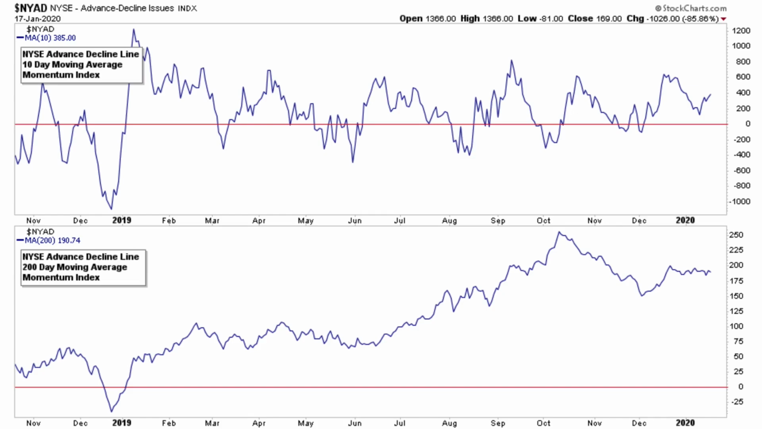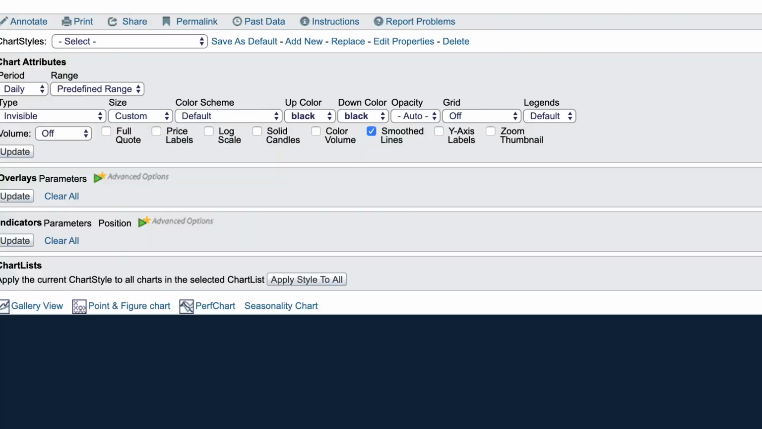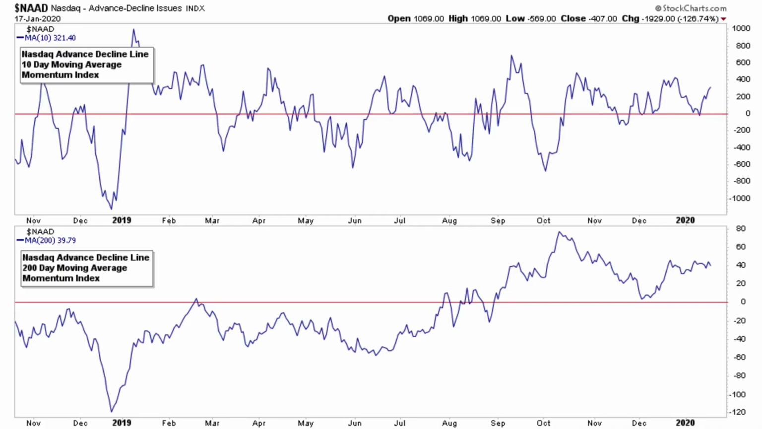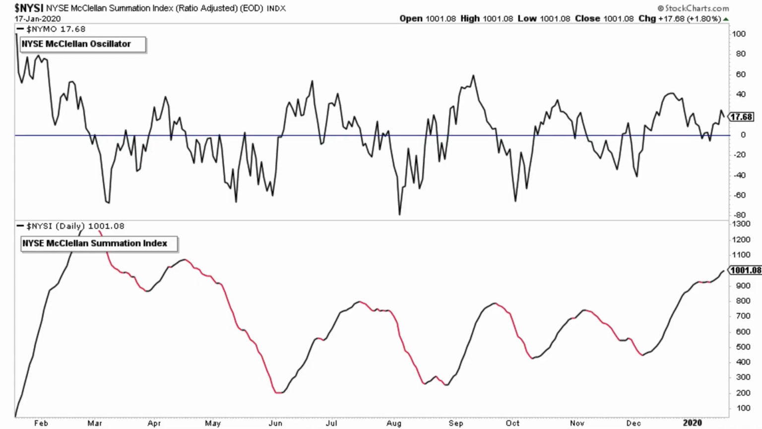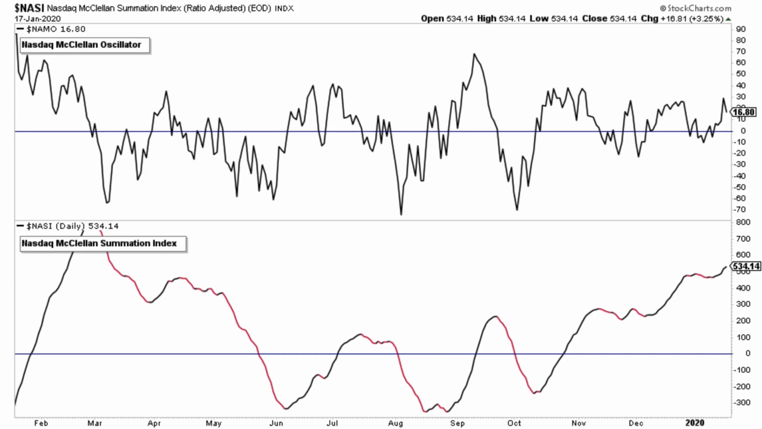These are the momentum oscillators for the advanced decline line. So we have the 10-day moving average momentum index and the 200-day moving average momentum index below. This is the Nasdaq, same one, so 10-day and 200-day. These are the NYSE McClellan Oscillator and Summation Index. So this is the oscillator and the summation index. This is the Nasdaq version.